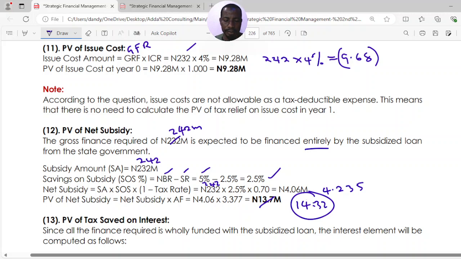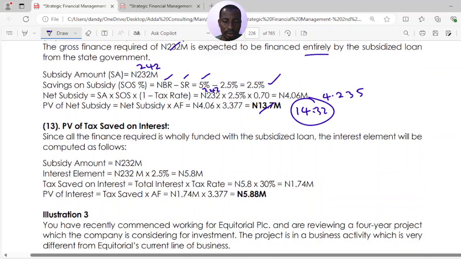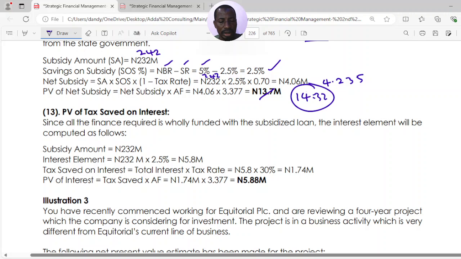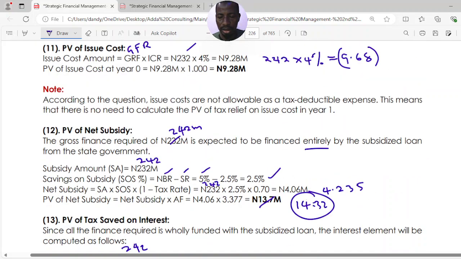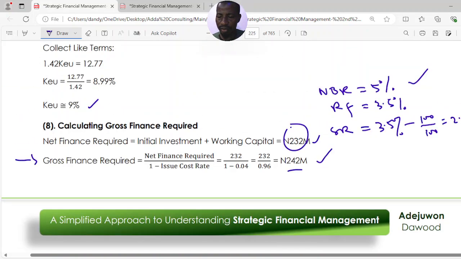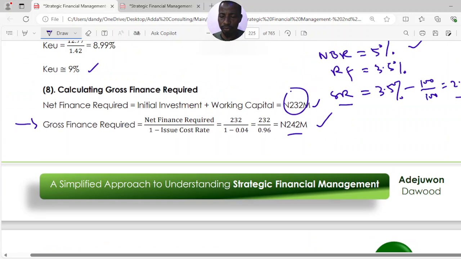Okay, then finally we need to calculate the PV of tax saved on interest. Since all the finance required is only funded with the subsidized loan, the interest element will be computed as follows. The subsidy amount is 242 million. The interest rate on the subsidized loan is 2.5%, the 2.5% we identified from the first one. So 2.5% of 242.